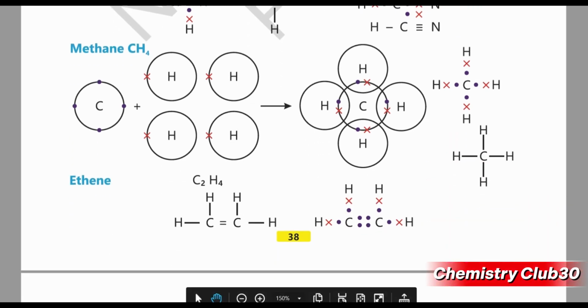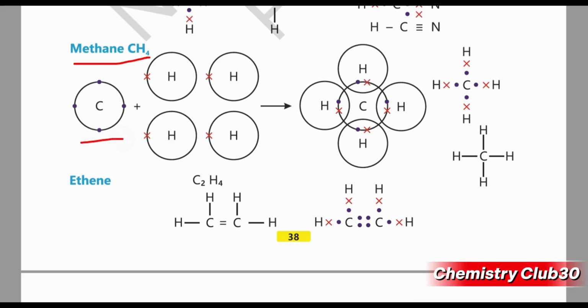In methane, carbon has formed bonds with four hydrogen atoms. Carbon has four electrons in the valence shell. It requires four electrons to complete the octet. So it will combine with four hydrogen atoms. Each hydrogen atom has one electron in the valence shell.